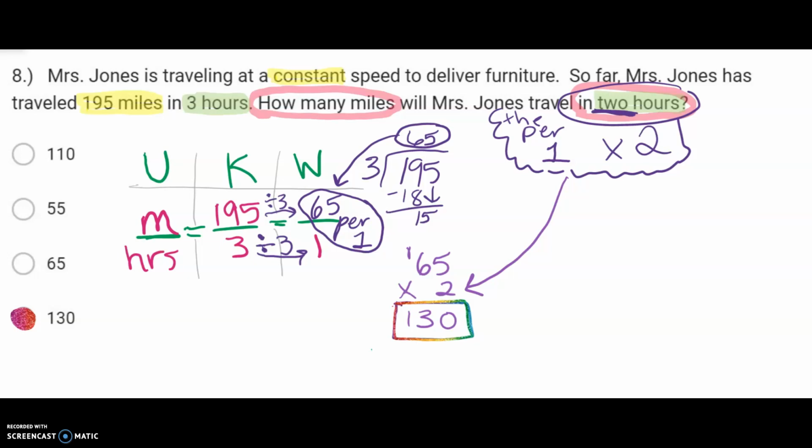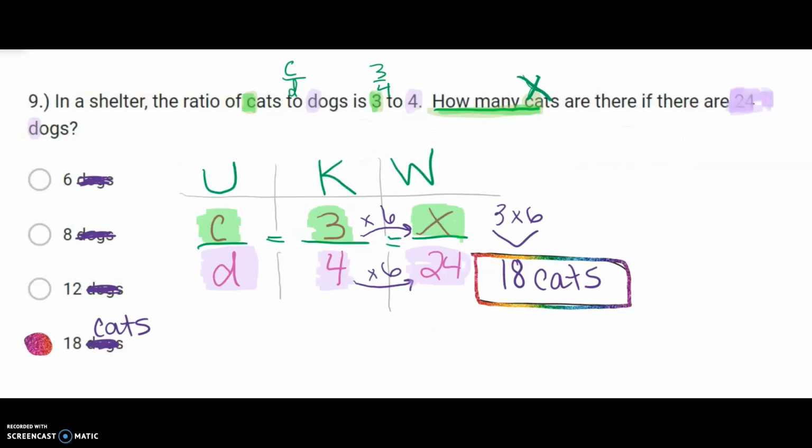All right, let's take a look at number 9. Number 9 says, in a shelter, the ratio of cats to dogs is 3 to 4. The question asks, how many cats are there if there are 24 dogs?